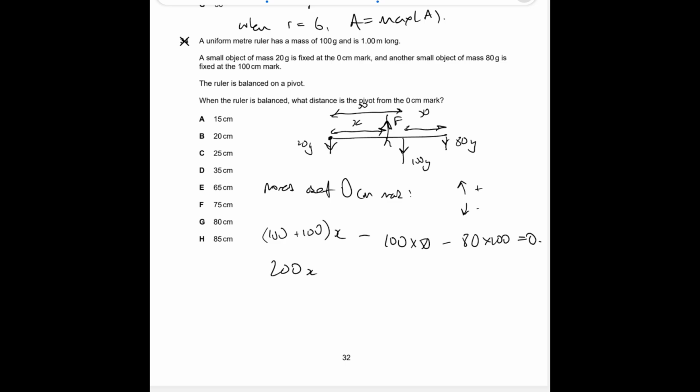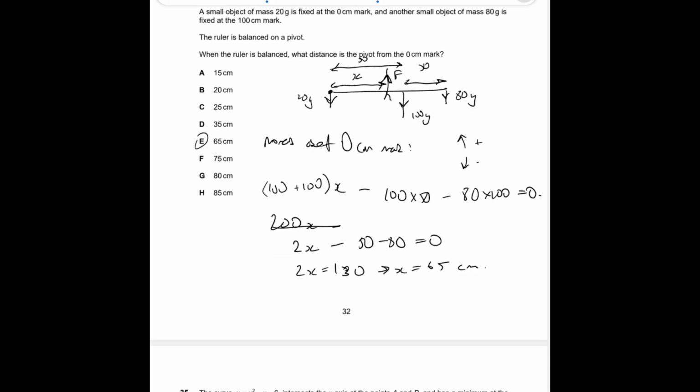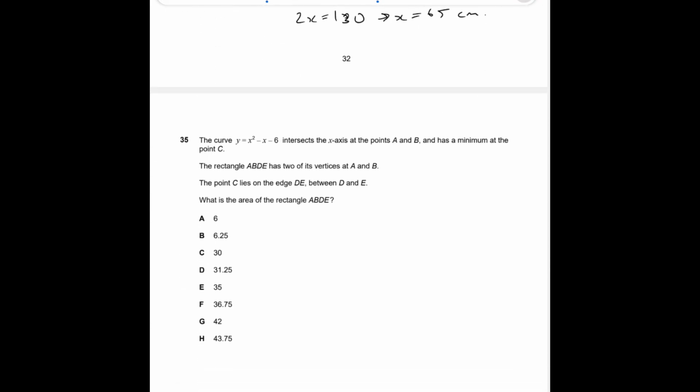Notice I haven't done forces, I've just done the mass in grams. But it doesn't matter because if I did the forces, I'd multiply all the terms by the same constant. You can just imagine I've already divided by it. Let's divide by 100, so that's 2x minus 50 minus 80 equals 0, so 2x equals 130, so x equals 65 centimeters. So that's E. Okay.